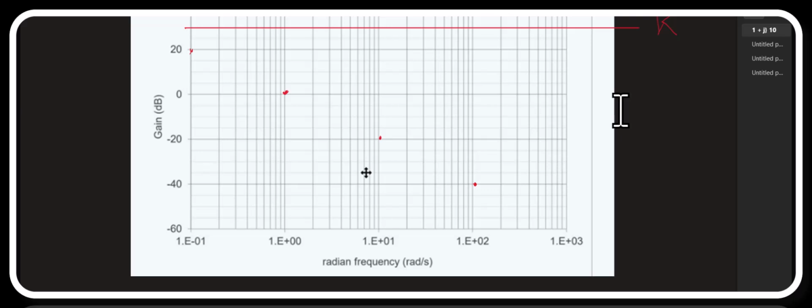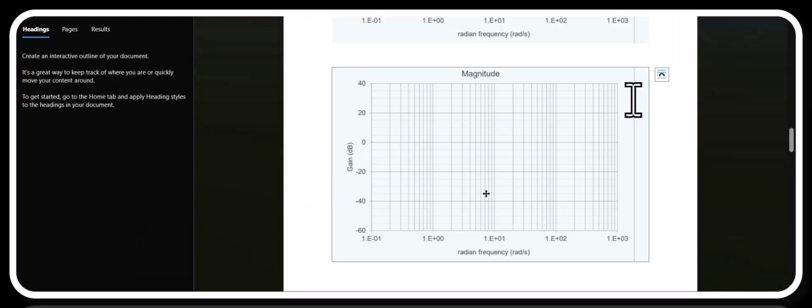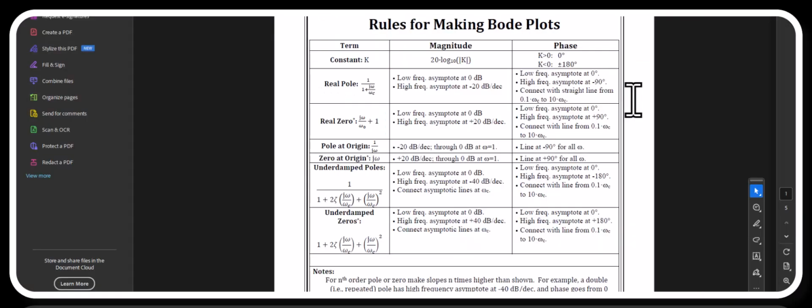So is that 20 times log of omega c? Is that where you're going to start from? No, the slope is always going to be 20 for a pole. The slope is negative 20. So for a pole, the slope is negative 20. For a zero, the slope is plus 20.